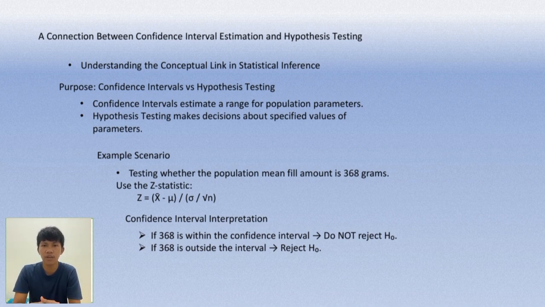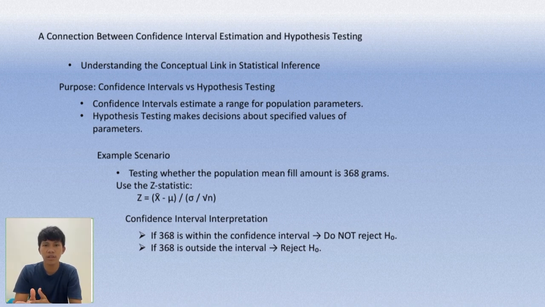So, confidence intervals provide a range of plausible values for a population parameter, while hypothesis testing assesses a specific claim about the population parameter. So, confidence intervals estimate the range where the true parameter value lies, giving us an idea of the estimate's precision, while hypothesis testing evaluates whether a specific claim about a parameter is supported by the data. So, both methods use sample data to draw conclusions about the population.